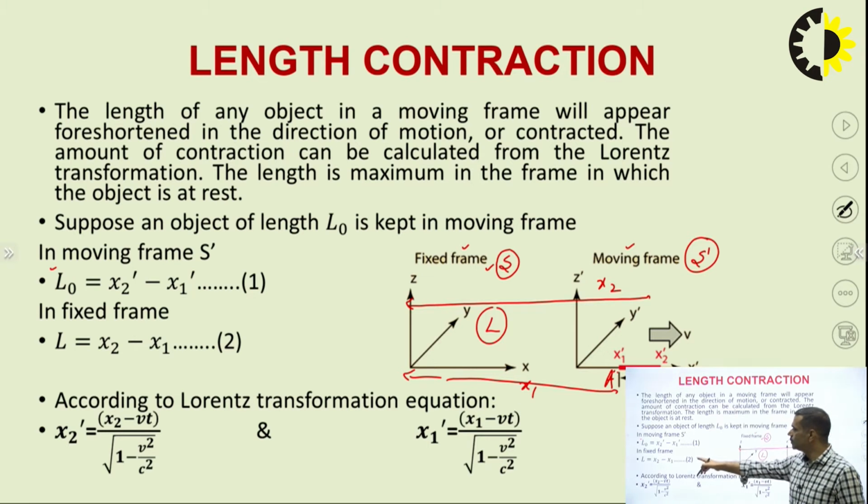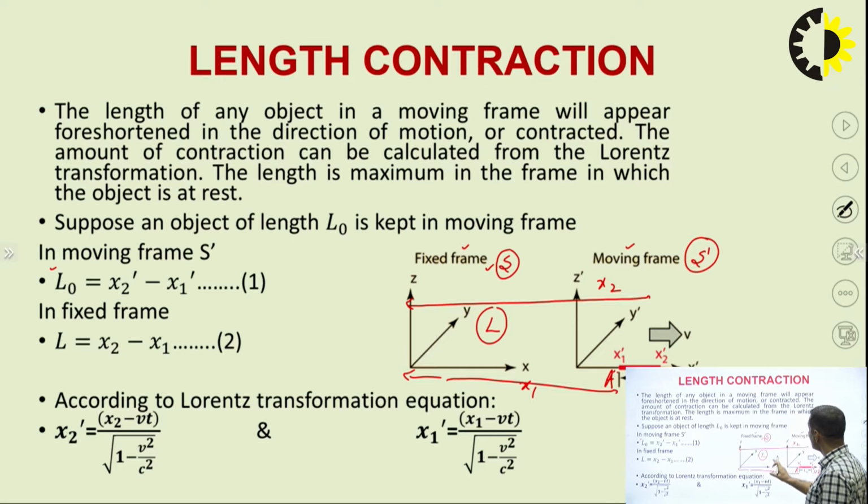So the value of L, that means the length of the same object with respect to the fixed frame, which is a stationary frame, will be x2 minus x1. So simply we can write the values of L0 and L, the length of the same object with respect to the moving frame and the fixed frame. These are the expressions of L and L0. L0 will be the actual length of the object because we have considered this object in the moving frame, and the observer is initially also in the moving frame.